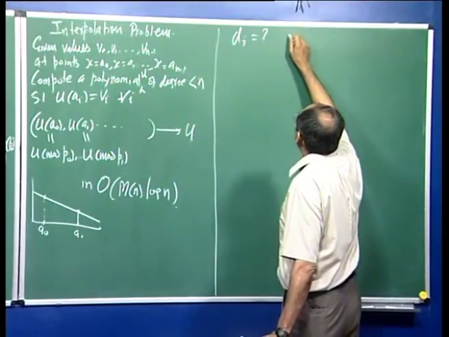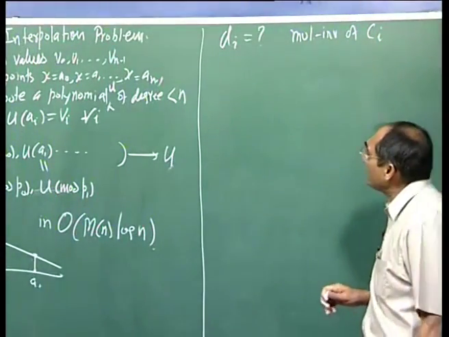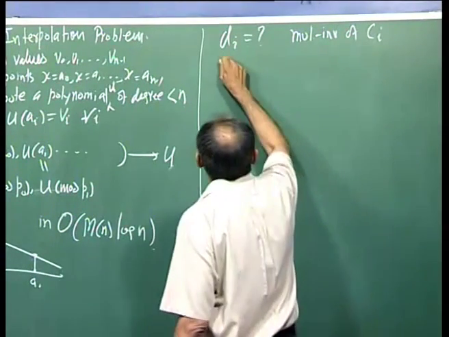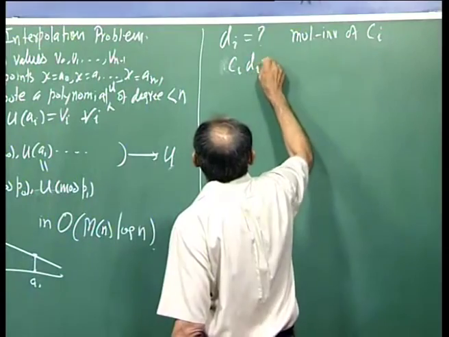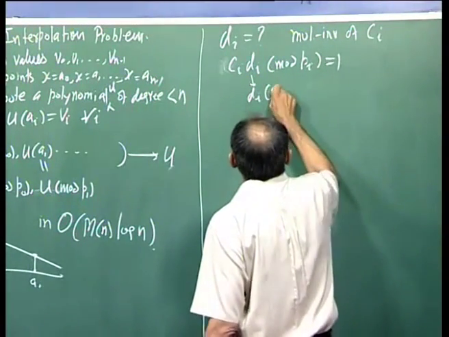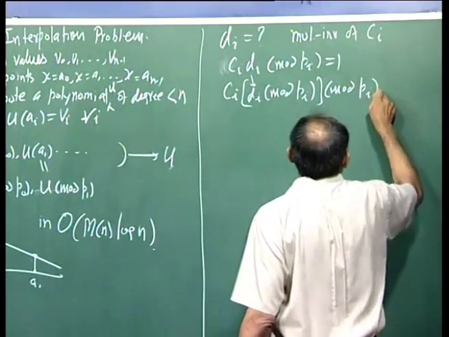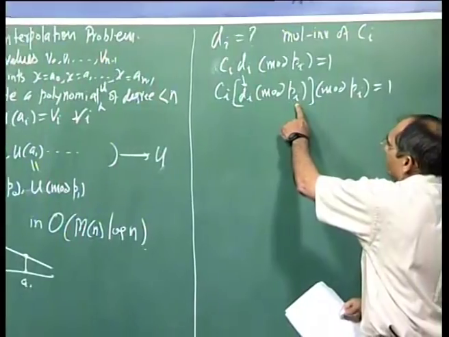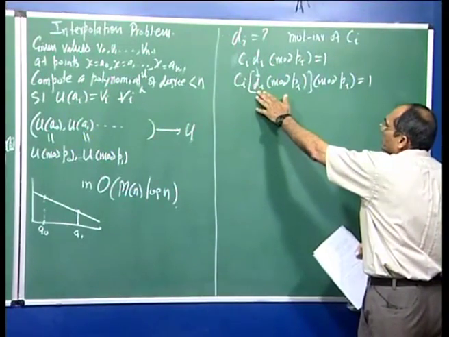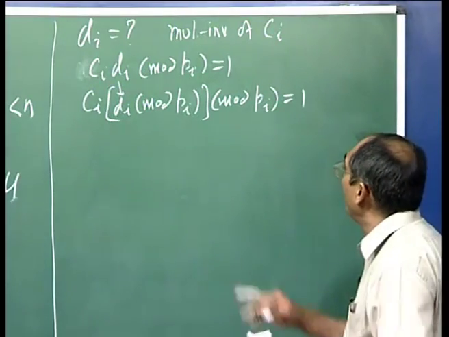This is supposed to be the multiplicative inverse of Ci. Furthermore, we will assume that the degree of this is less than the degree of Pi, because we can always do that. Our goal is that Ci di mod Pi should be 1. So, I can always replace this by di mod Pi. So, I will try to compute a constant. Notice di modulo Pi is of degree 0, and I am supposed to find a constant such that that times Ci modulo Pi is 1.